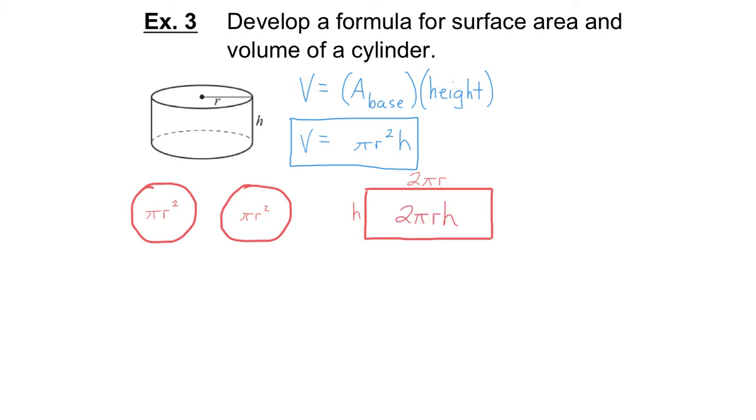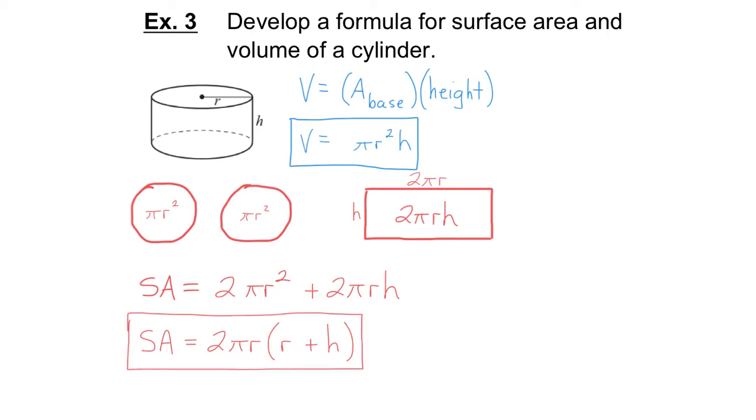Okay, so if we want to find a formula for the surface area of a cylinder, well, we've got two of these, 2 pi r squared, and we have one of these, 2 pi r h. So we have 2 pi r squared plus 2 pi r h, and I can simplify this by factoring. Notice 2 pi r is a common factor. So surface area is 2 pi r multiplied by (r plus h).